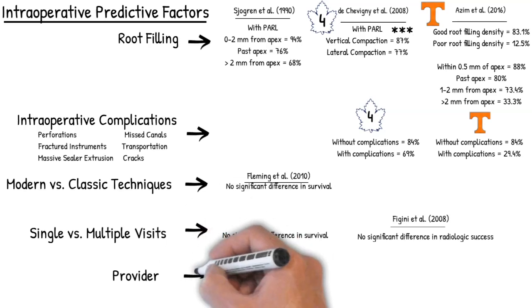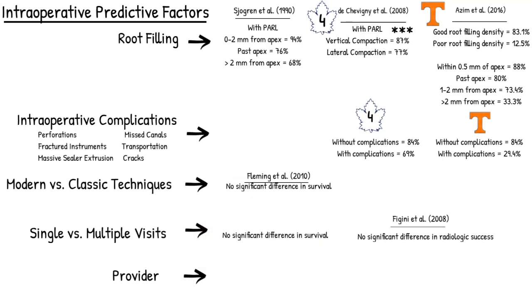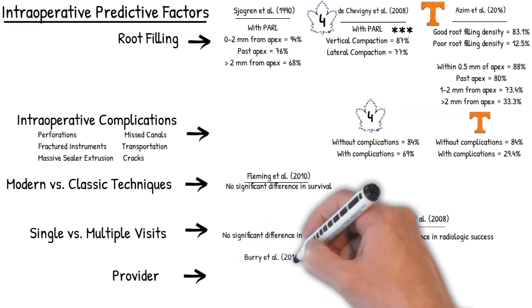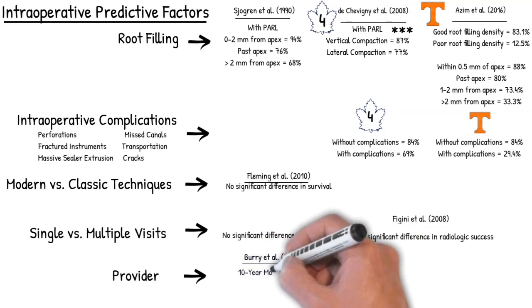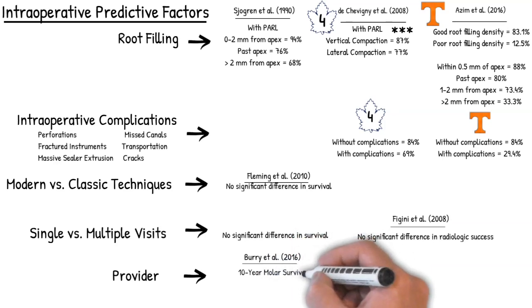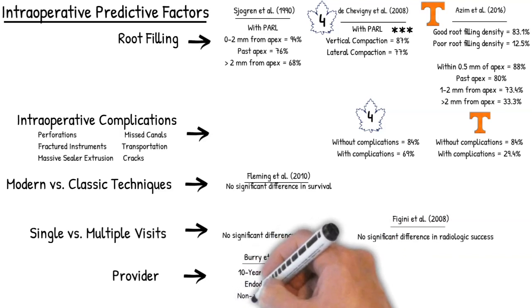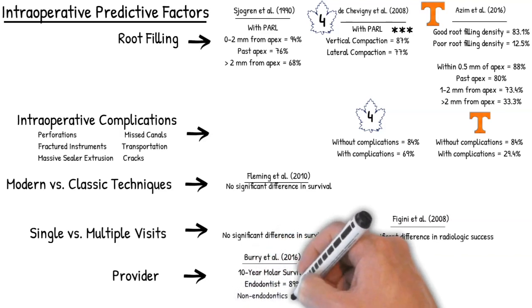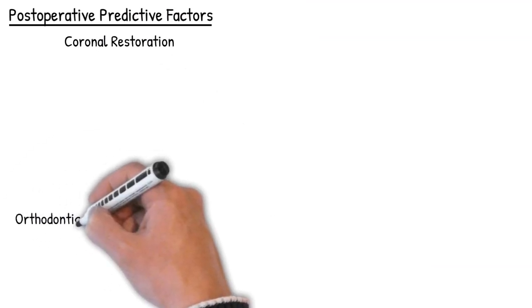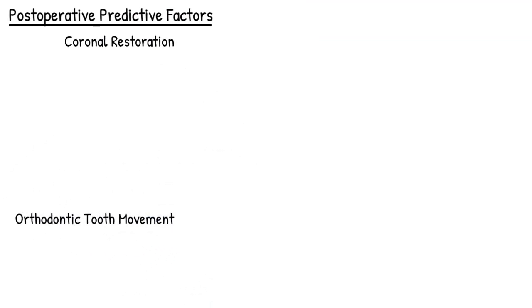As endodontists, we would hope that we could perform better treatment and result in better outcomes for our patients. Burry and colleagues in a study at Marquette in 2016 found that 10-year molar survival was 89% for endodontists, whereas with non-endodontic providers, it was only 84%. Some factors are possibly within our control. Those factors include coronal restoration, and some have also looked at the possibility of orthodontic tooth movement affecting success rates.